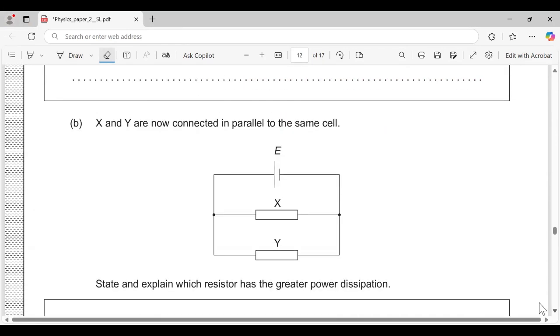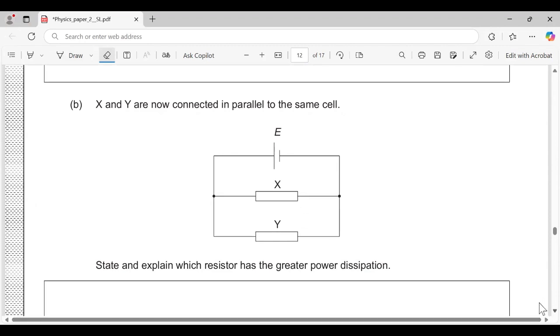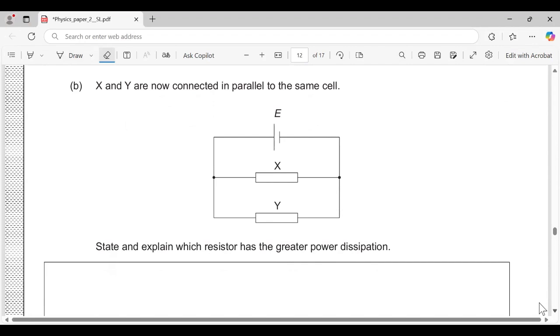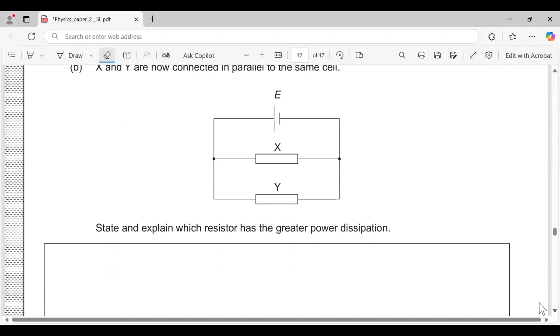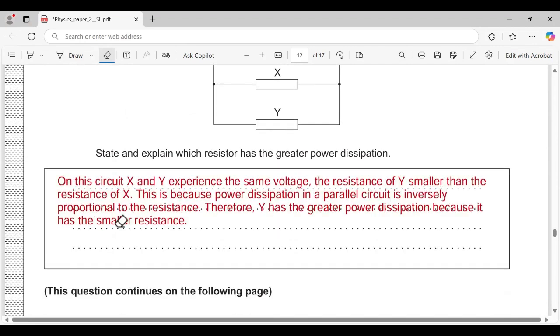Next, X and Y are now connected in parallel to the same cell, just now in series and this one in parallel. State and explain which resistor has the greater power dissipation. This is my explanation.